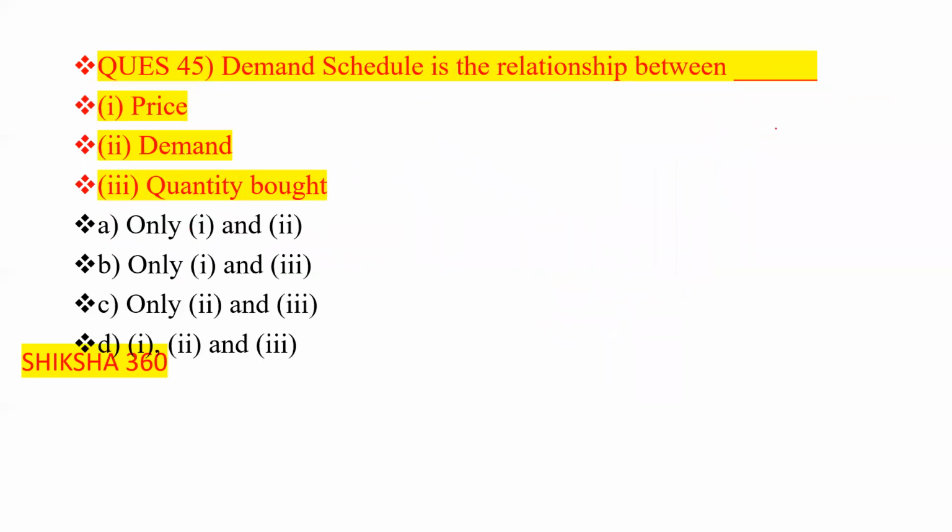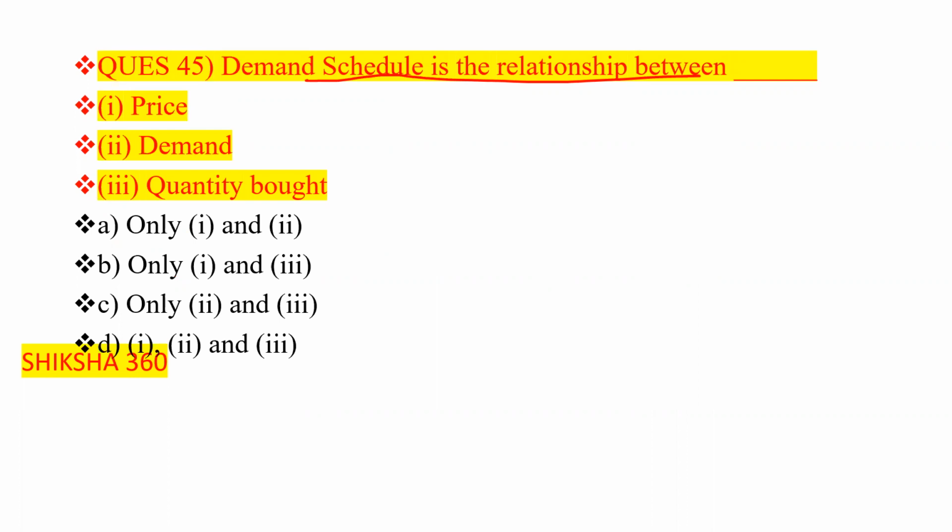Demand schedule, basically it is the relationship between price, demand and quantity bought. Clear? So what is the correct answer?